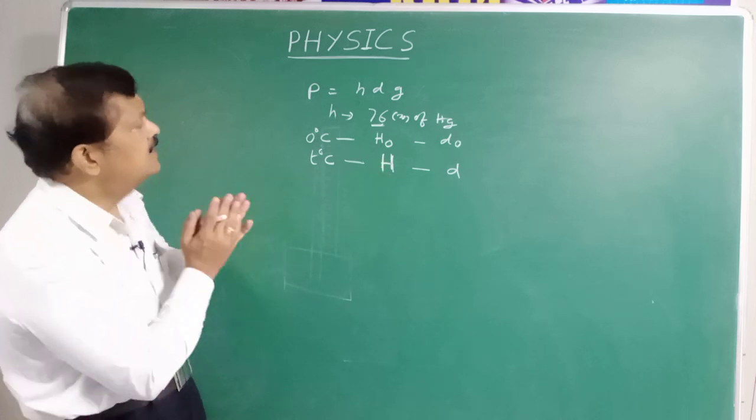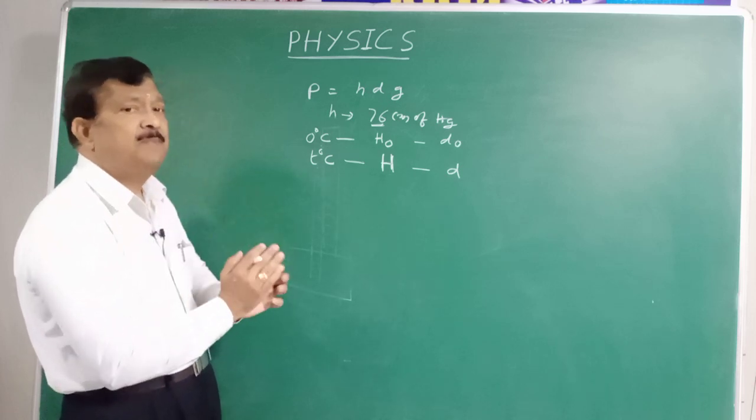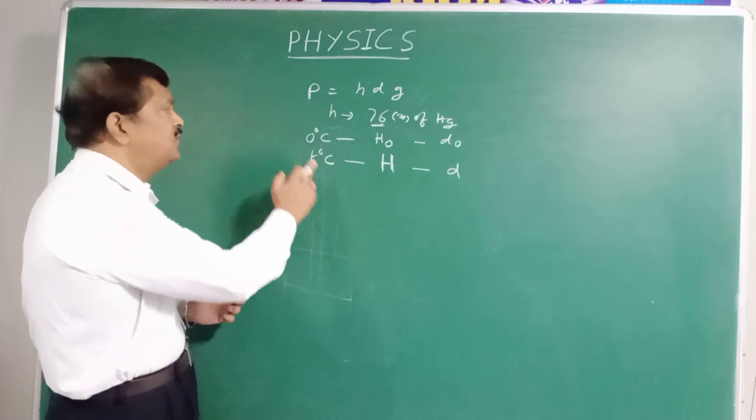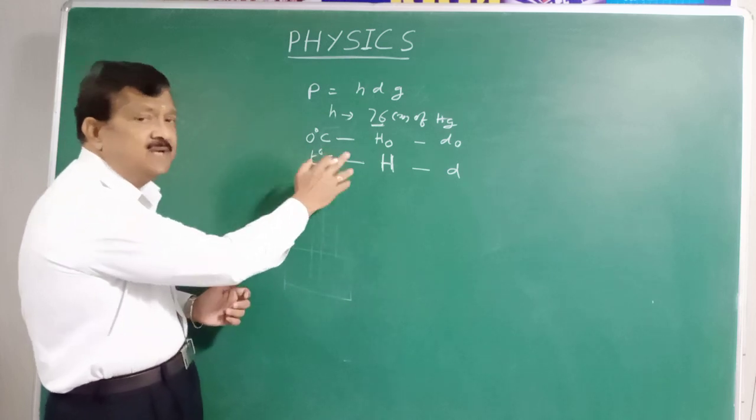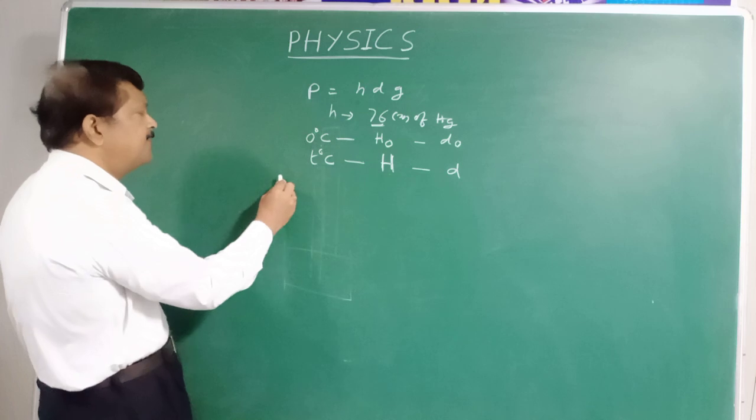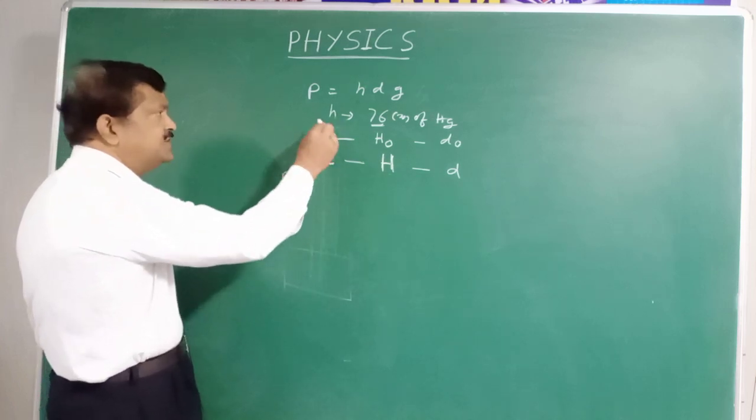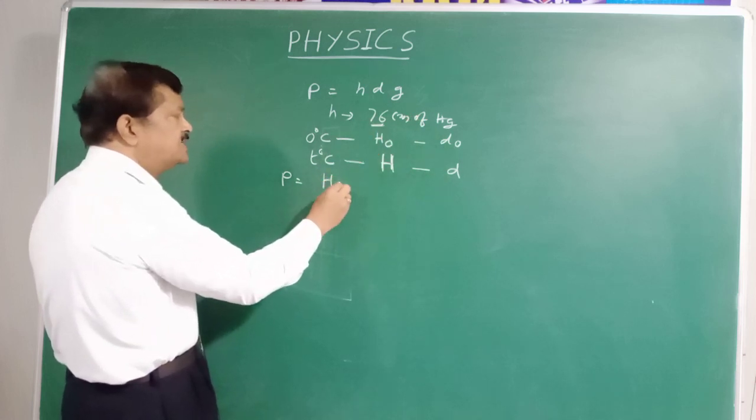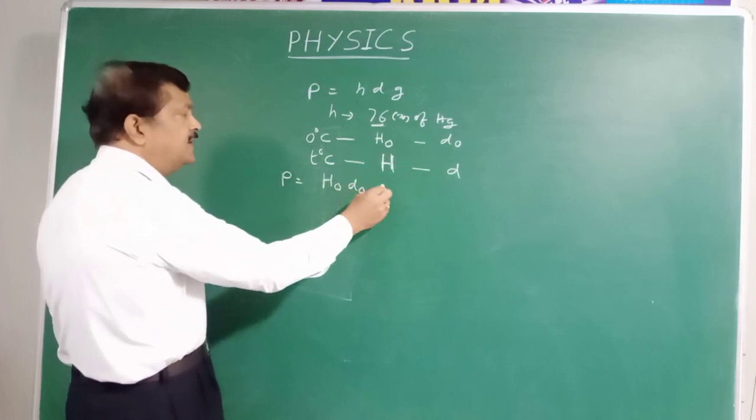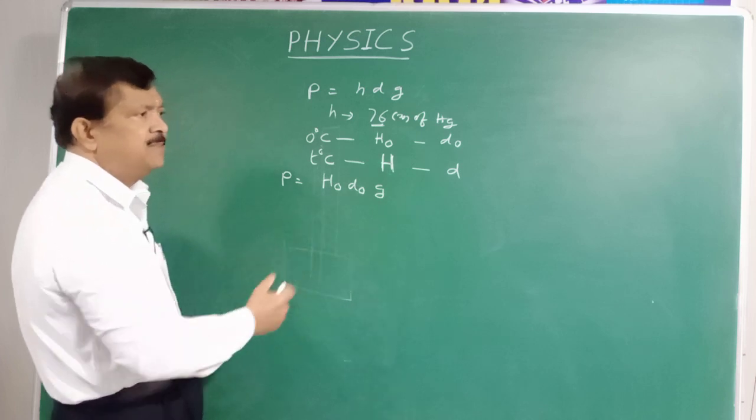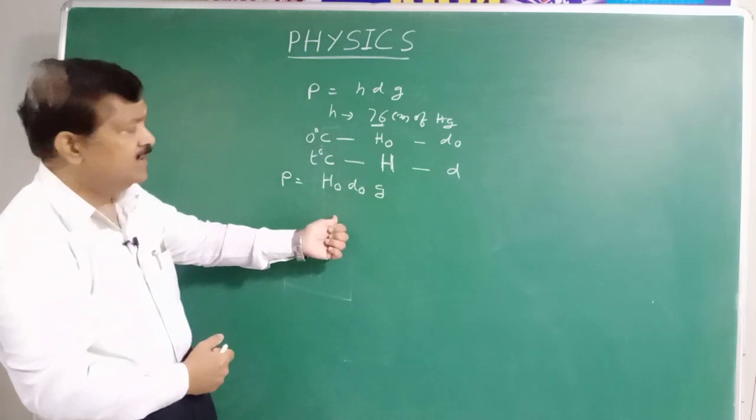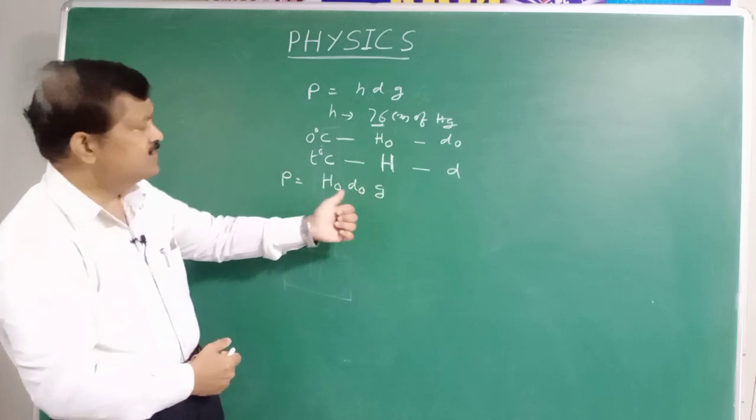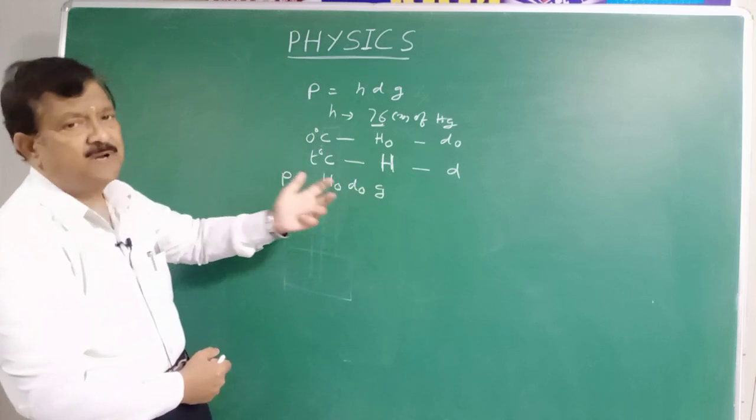Now let us take the equation of the pressure to relate the quantities corresponding to the temperature 0 and the temperature T degrees centigrade. As we measure the pressure to be a constant at 0 degrees centigrade using the level of mercury and the density of mercury, we can say H0 D0 into G. The mercury column at 0 degrees centigrade is H0, the density of mercury is D0, and G is the acceleration due to gravity. So this product represents the atmospheric pressure.